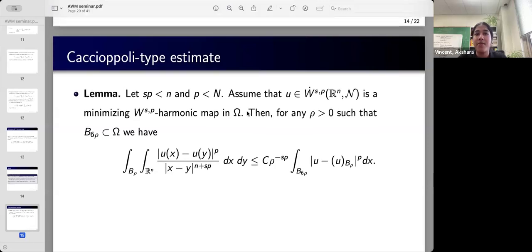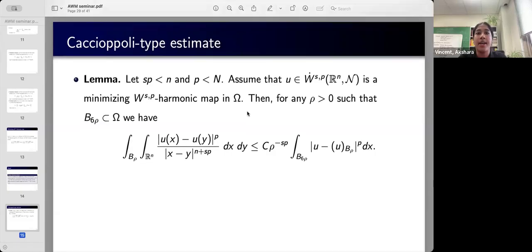So, some key steps involved while we shift from the local case to the fractional case. One important lemma is the Caccioppoli type estimate, which we need to prove. Assume SP is strictly less than n and P is strictly less than n, and assume that u belonging to W dot SP is a minimizing WSP harmonic map in omega.